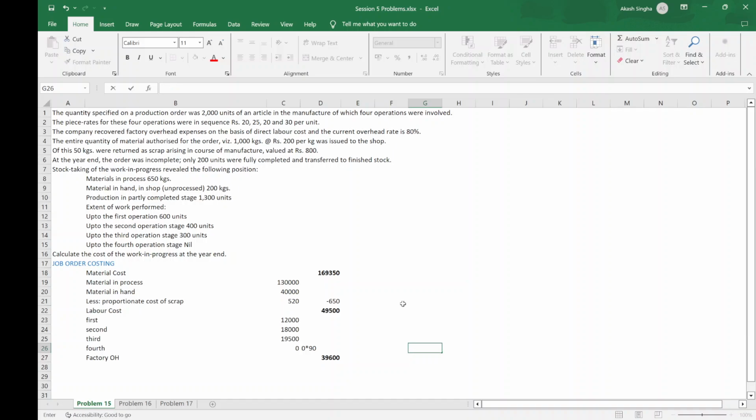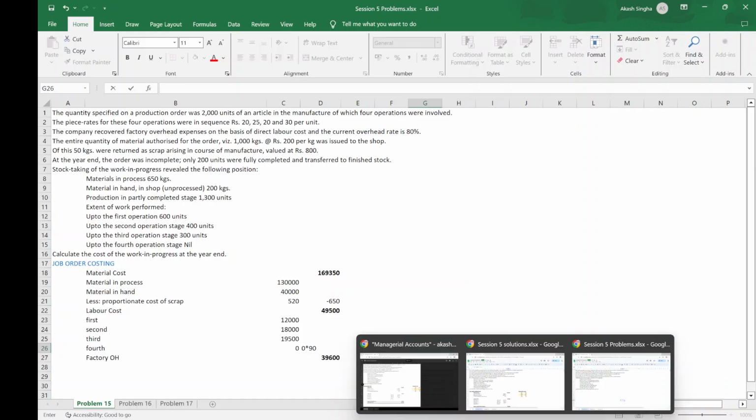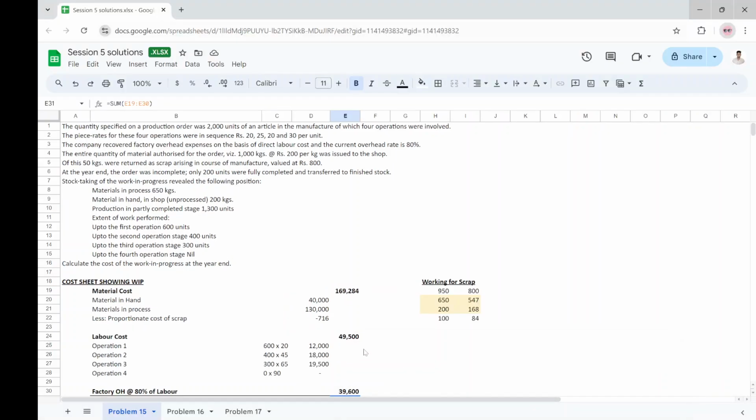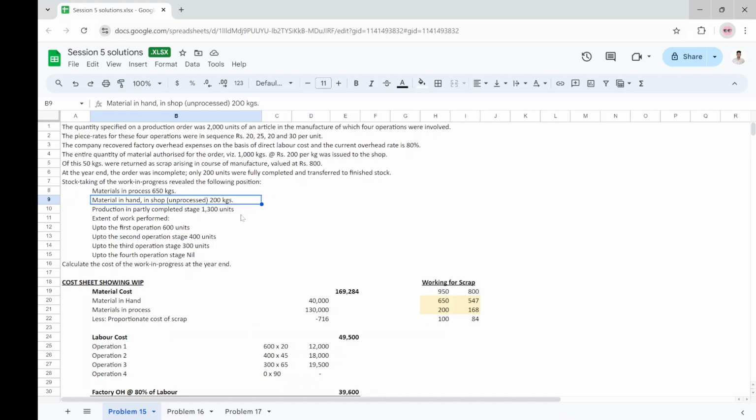Yeah, so for problem 15, I have done it, but I'll show it in what ma'am has done. You can just read the problem, pausing the video for 2-3 minutes. It's a bit complicated. But after calculating, we know that 200 are totally completed, right? So at 200 rupees per kilo, the cost of material in hand is 40,000 and 650.